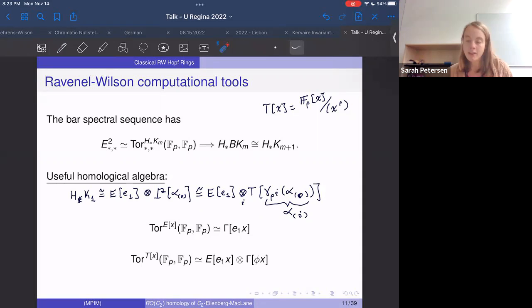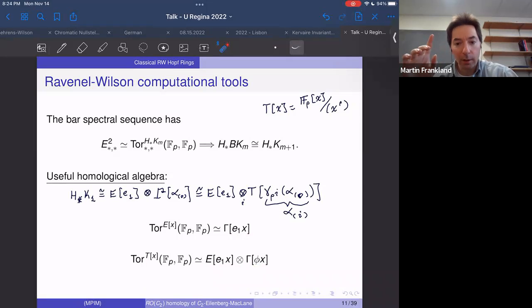So we're starting with, in the homology of K1, something that's exterior and truncated polynomial, and using homological algebra, it's not a terribly difficult exercise to compute that Tor over an exterior algebra is divided power on the homology suspension of x. So this E1 is raising the degree of x by 1. And Tor over a truncated polynomial algebra is exterior on the homology suspension, tensored with divided power on the transpotence.